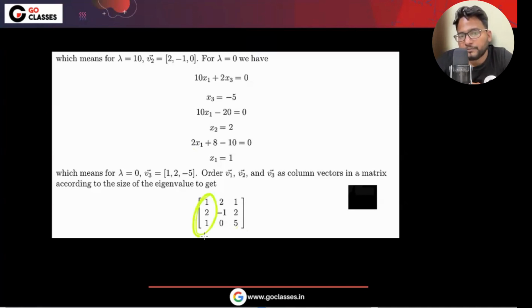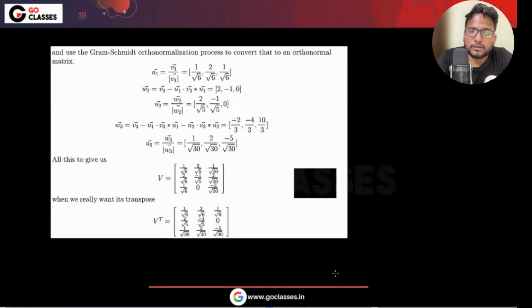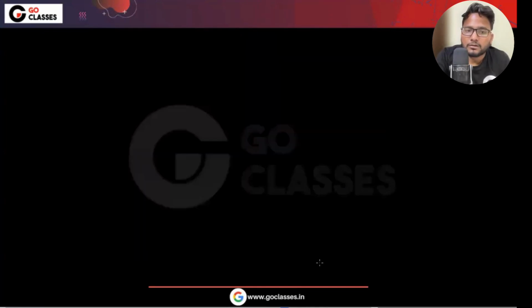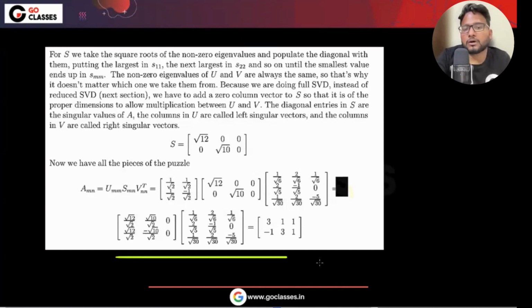You can just divide by the length of this, and then V transpose this. And then finally, the singular value decomposition will be this particular set of eigenvectors, this particular set of eigenvectors, and then in between you will be writing the eigenvalues. So eigenvalues are 12 and 10, let's suppose. Then the square root of eigenvalues you will be writing, right? And then you can even verify whether this decomposition is correct or not. So this is the procedure.